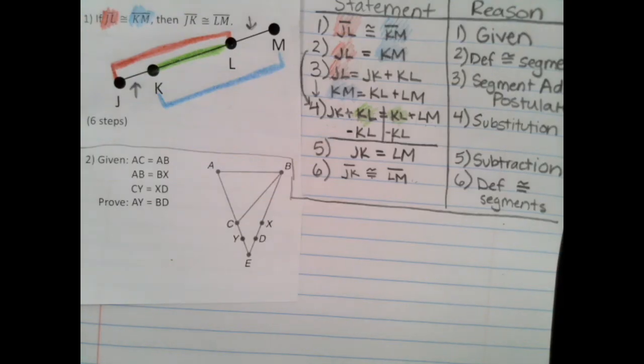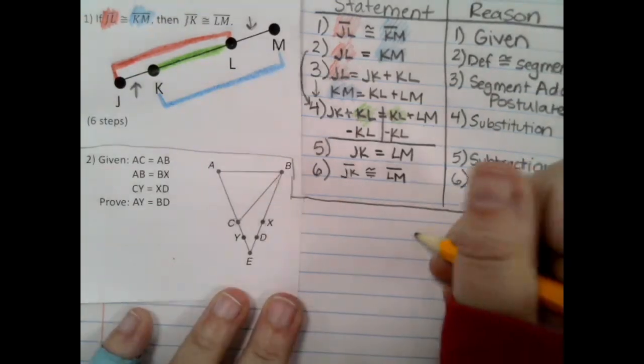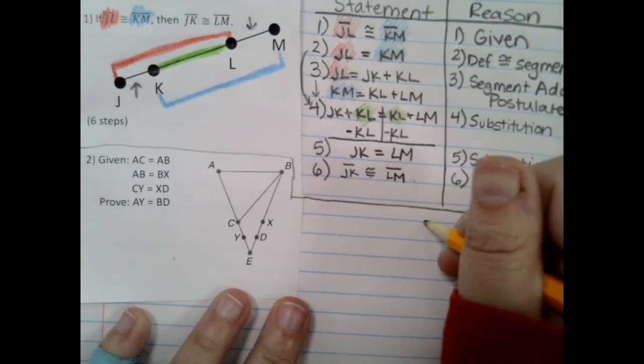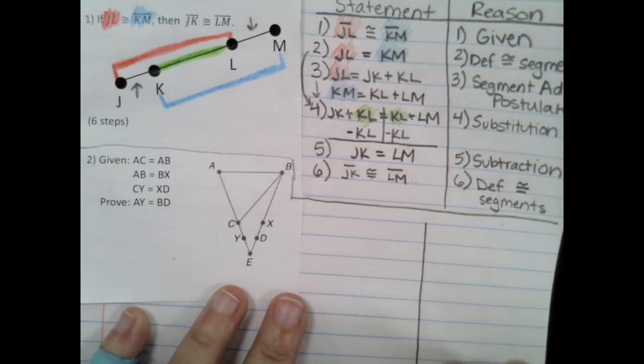All right, so as we take a look at this, we're going to start off with a 2-column proof. So we can go ahead and make those 2 columns.